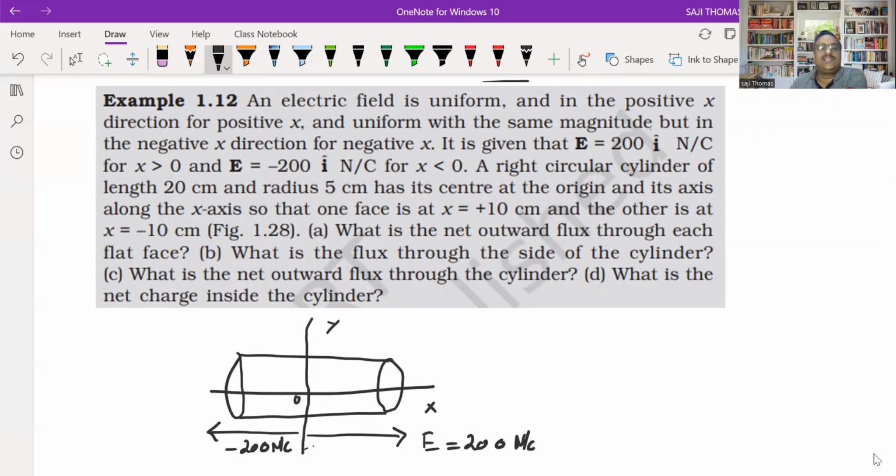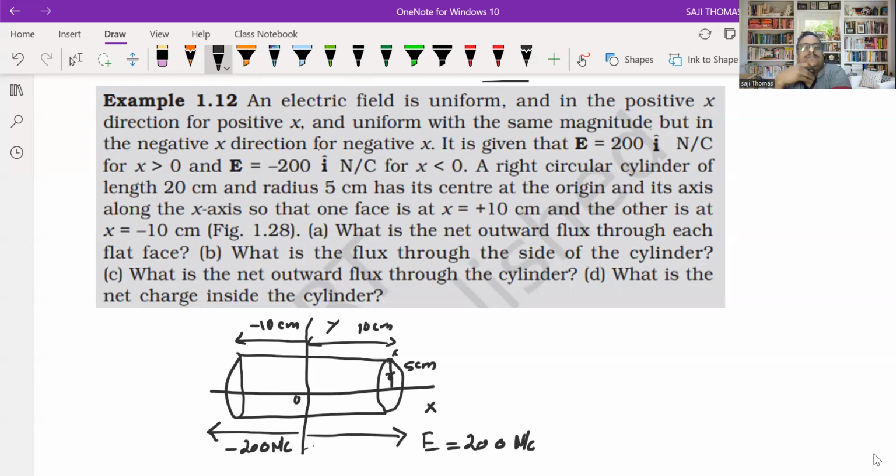And the radius of this face is 5 centimeter. And what else is given? One face is at 10 centimeter. That means this is the first flat face. This flat face, this distance is 10 centimeter. And this distance is minus 10 centimeter. These are given.